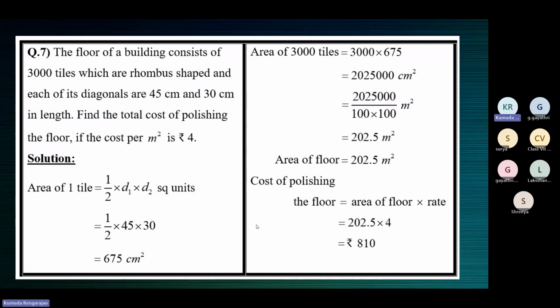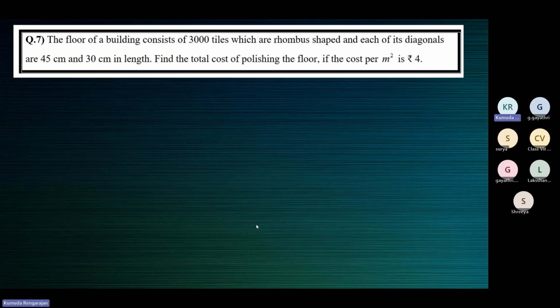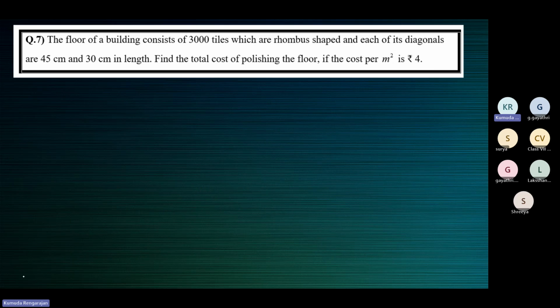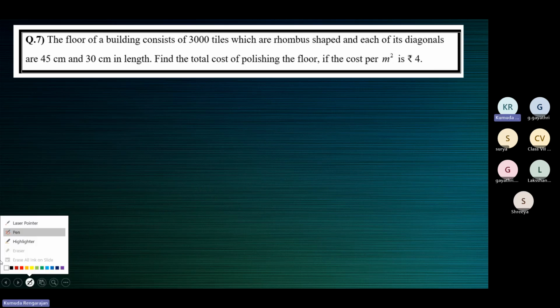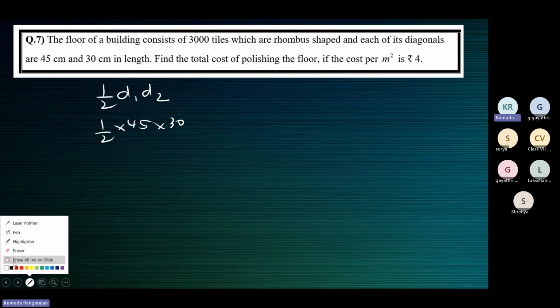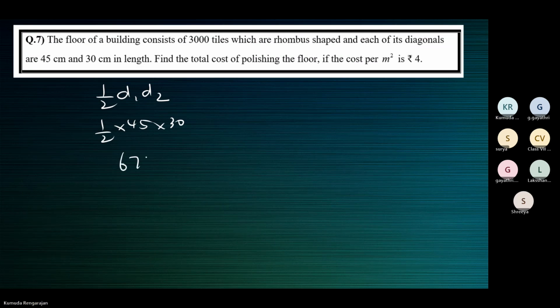Oh, we forgot 3000 tiles. No, I'm sorry. I found the area for one tile. I didn't find the area for 3,000 tiles. Okay, I just have to insert something in the middle. So we understood how to find the area of one tile. Area of one tile is equal to half D1 D2, and we did half into 45 into 30. And what did we get? 675. Now 675 is the area of one tile.